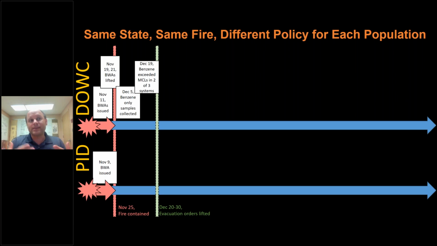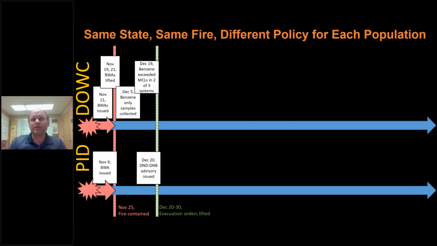So in 2018, boil water advisories were issued, and benzene-only drinking water samples were collected by the private water company here on December 5th. And then they waited the 2 weeks for the commercial laboratory to turn around results. And what they found was that benzene was present in their drinking water system above the long-term drinking water exposure limits.